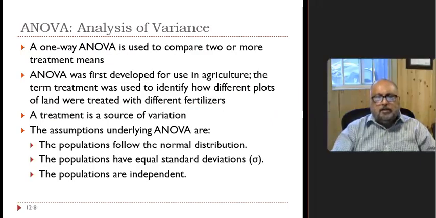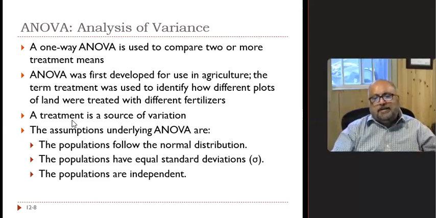Next, we're going to look at the analysis of variance, ANOVA. So what is ANOVA? ANOVA compares two or more treatment means and is used when populations are normally distributed, independent, and have equal variances, right? The sum of squares for total, error and treatment helps in calculating the F statistic for the ANOVA table. And what is a treatment?